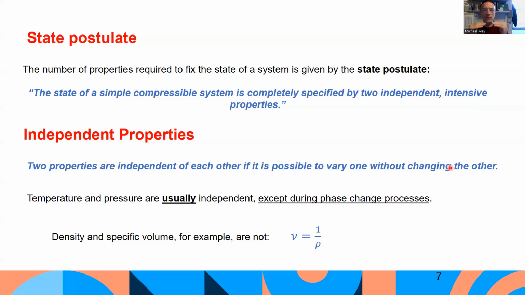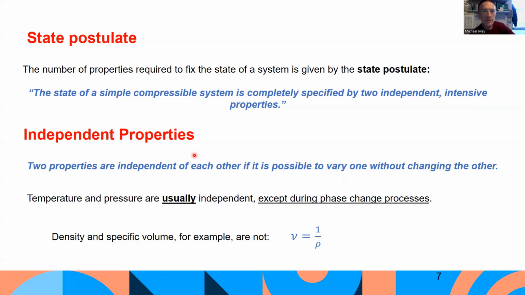But if we have two independent properties and they're also intensive, that they don't depend on the quantity of the substance, we can fully define the state of the thermodynamic system at that point. If we've done that before the boiler and after the boiler, we can tell what's going on in the boiler, how much energy is being used to boil up the water, for example.